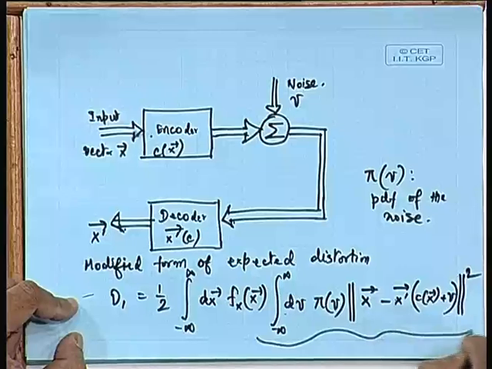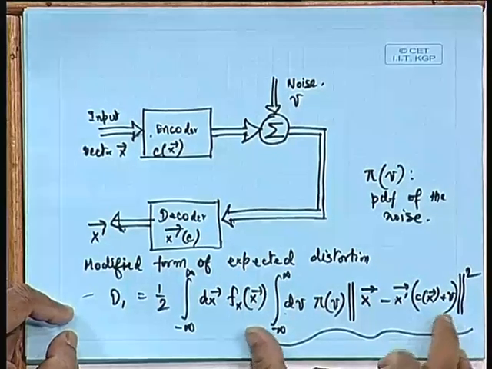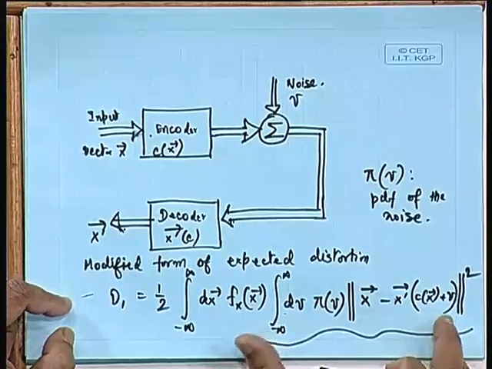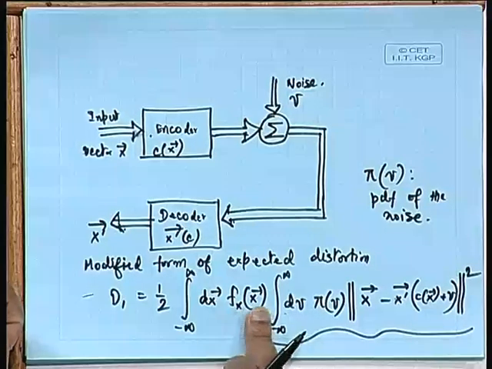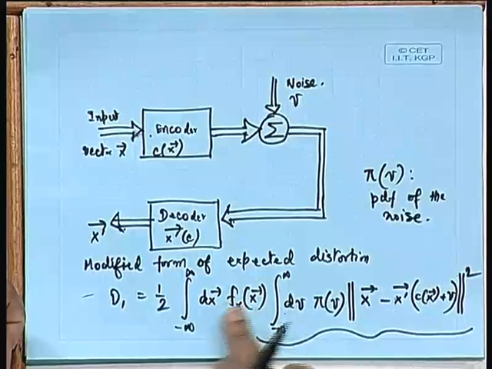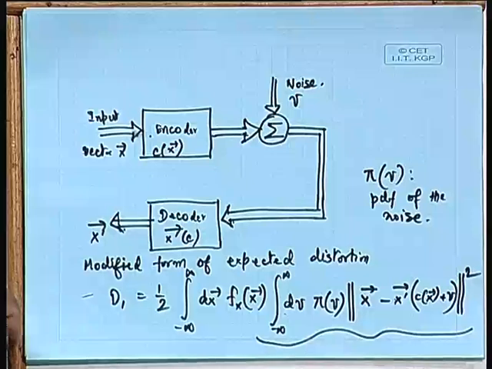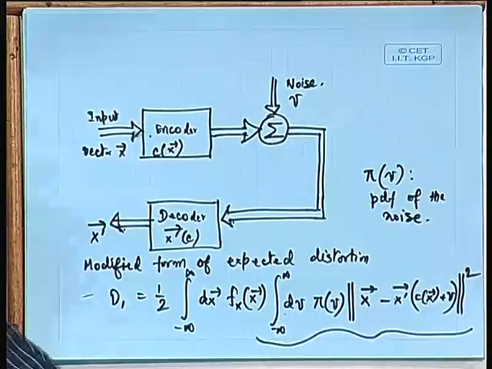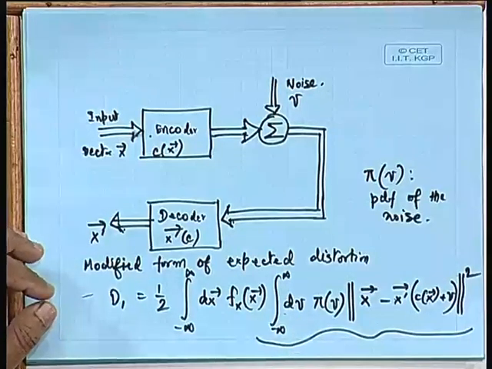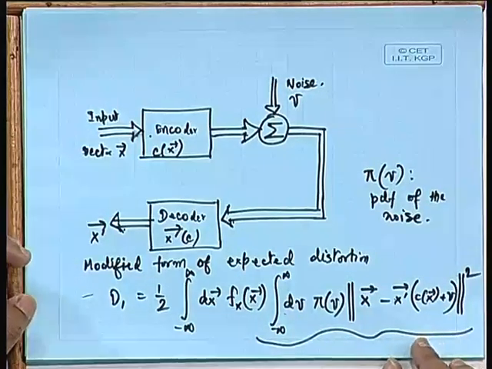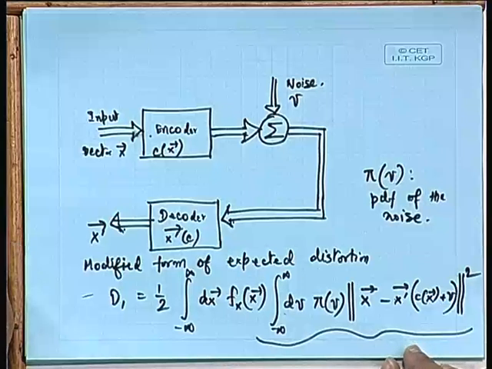So, this integral expression is now the distortion that we are having for the mapping of x vector into x prime. We have to just multiply it with f_x(x), that is the PDF of x, with dx vector, and integrate it over the entire input space. This is the modified form of the PDF, and given this model, we have to find the optimum encoder and the optimum decoder.